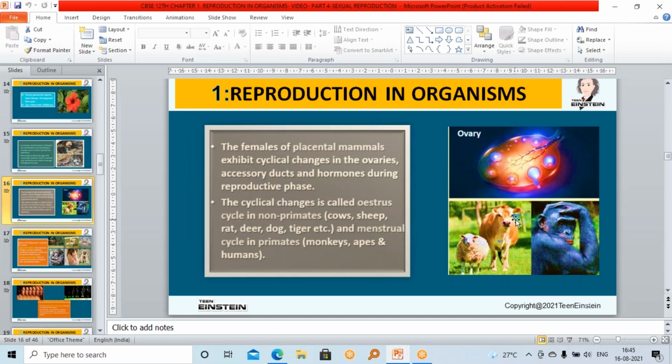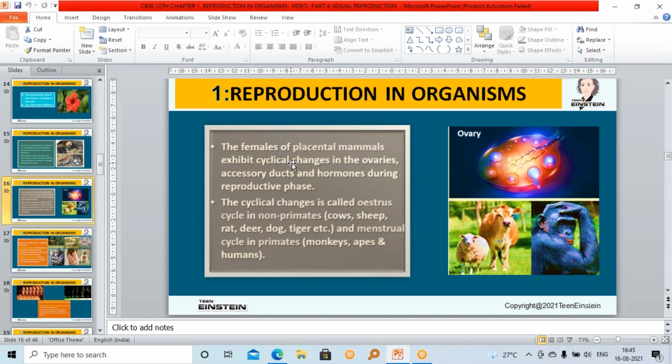This estrous cycle is present in non-primates. Non-primates means cow, sheep, dog, rat, all these things. Read it as estrus; the O is silent. But in primates, it is called the menstrual cycle. In primates it is called the menstrual cycle, and in non-primates it is called the estrus cycle.